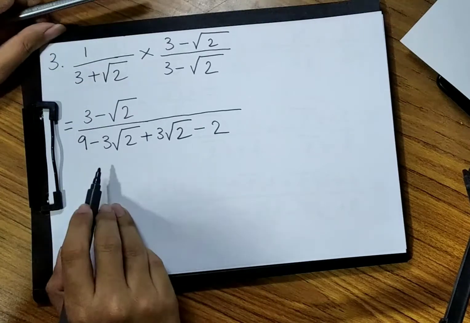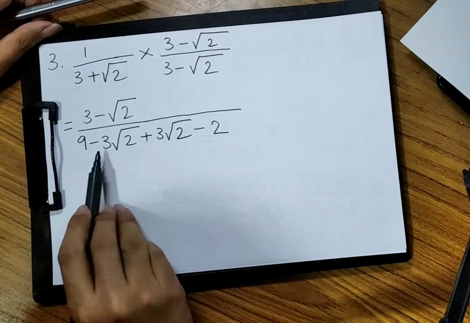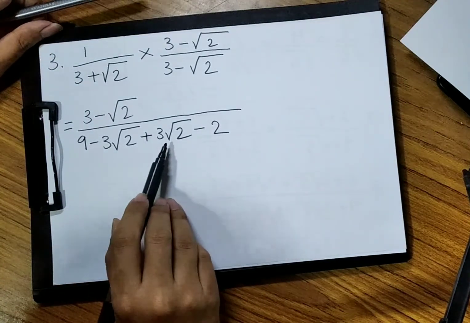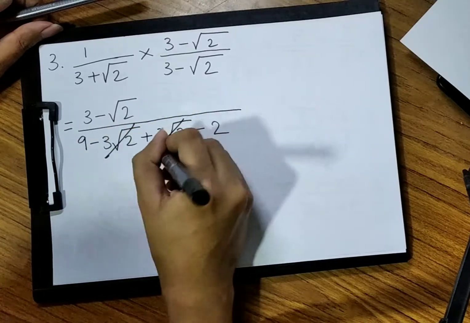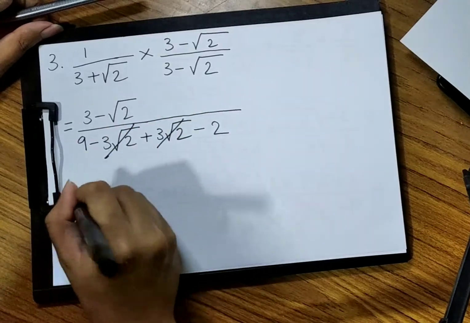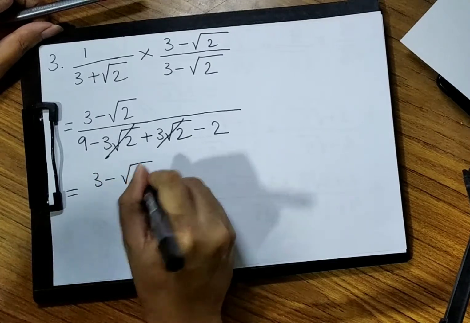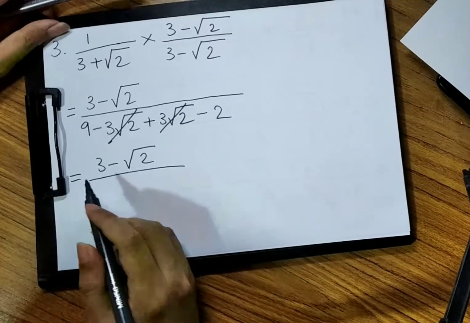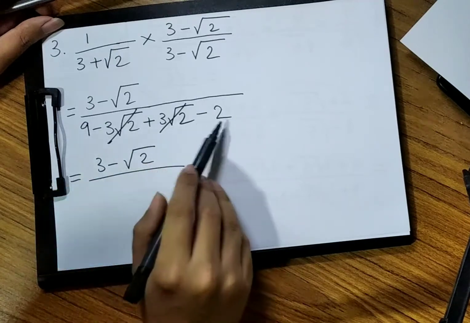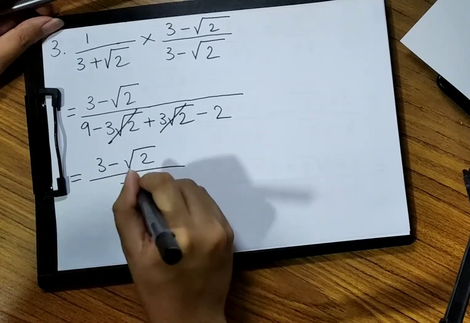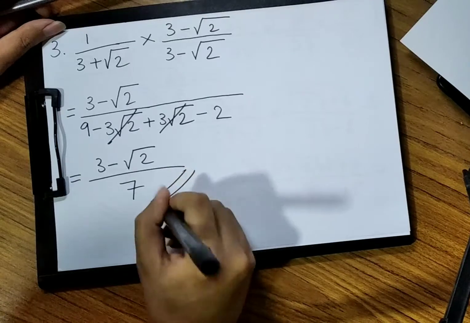Now over here in the denominator, here we got negative 3 root 2 and positive 3 root 2. So these two will be cancelled. So numerator, I cannot do anything, so just rewrite 3 minus root 2, and in the denominator we got 9 minus 2, which is equal to 7. And now that is done.